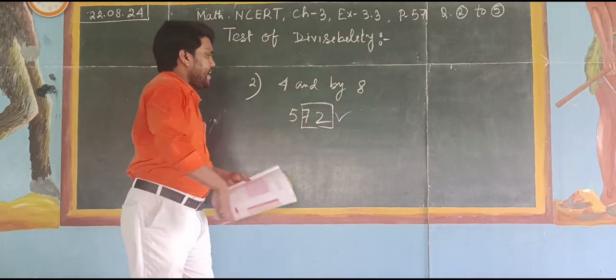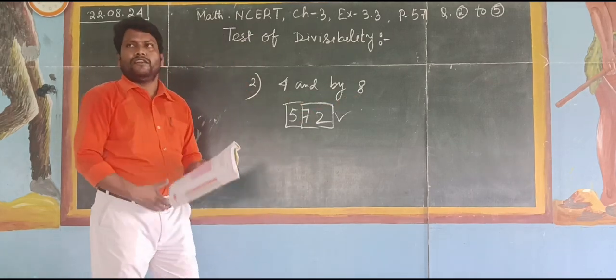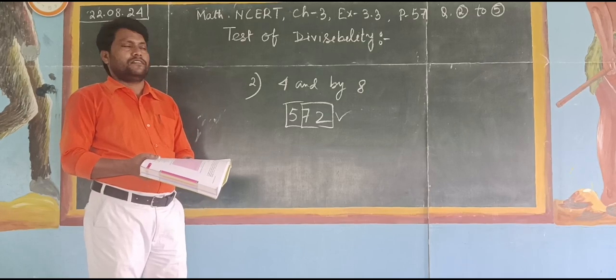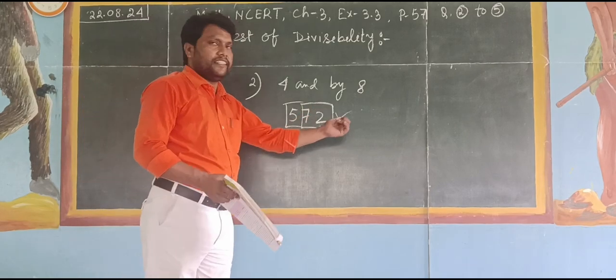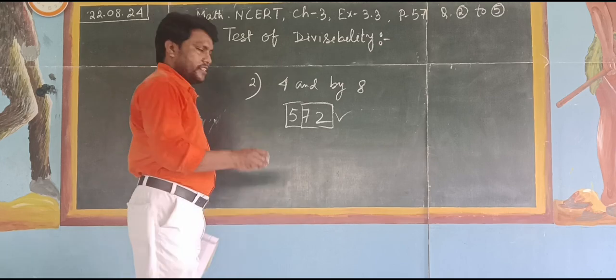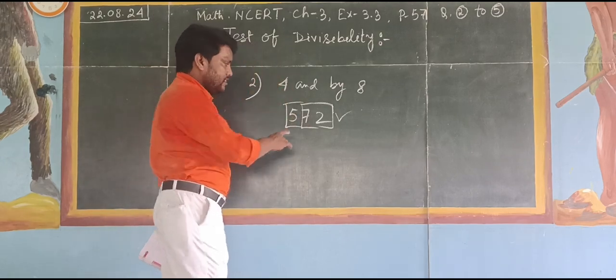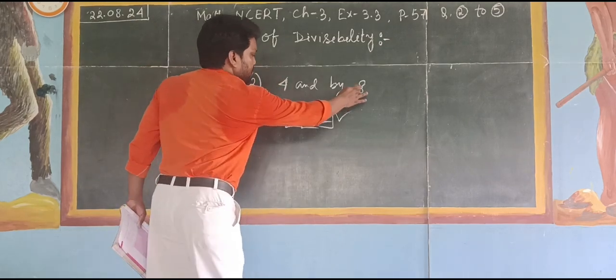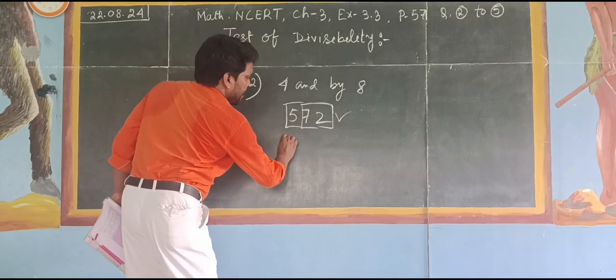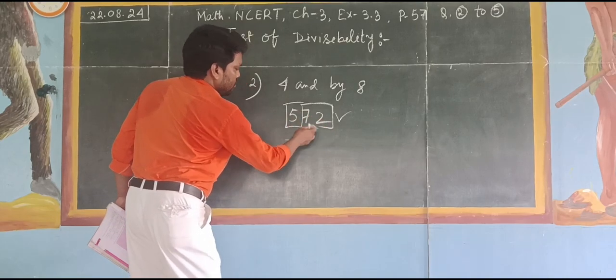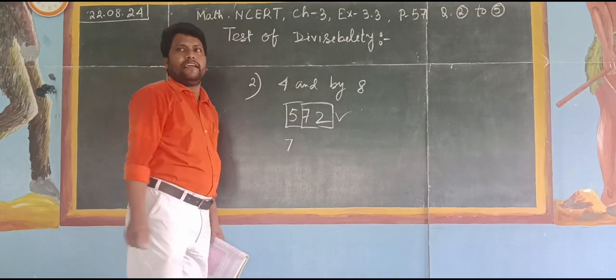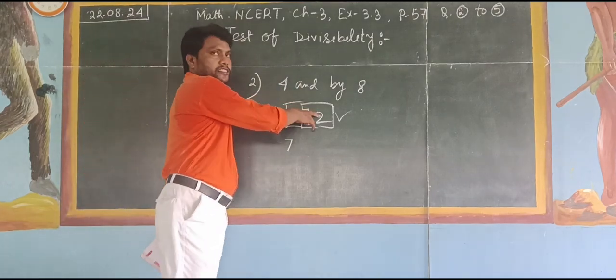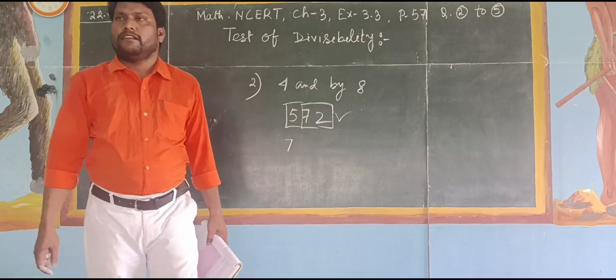By 8 take the last 3 digit number. Then you will decide whether it is divisible or not divisible by 8. Suppose 8 sevens are 56, remainder 1. No. So the number is not divisible by 8. The 3 digit number is not divisible by 8.